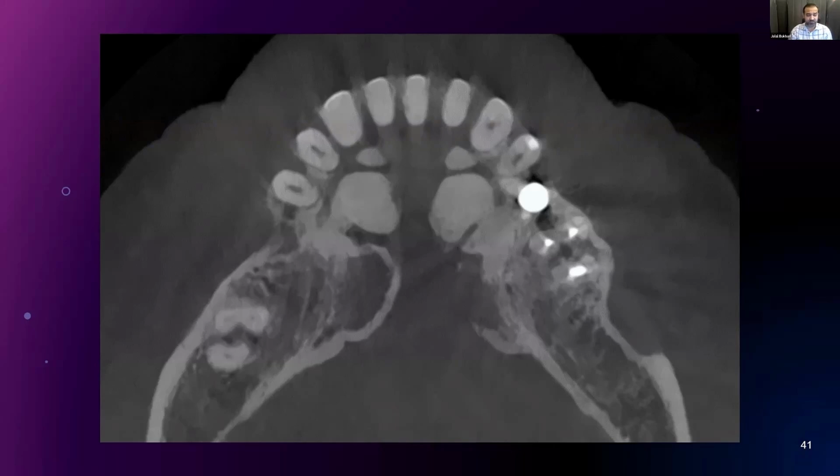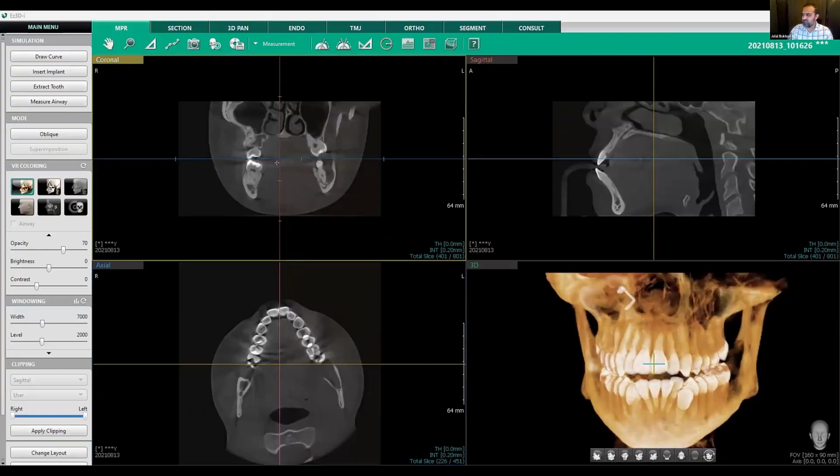Now, I'm also going to take you through a couple of cases on CBCT software to show some more pathologies, their specific analysis, as well as the effects on surrounding structures. Well, we're going to go through a case on the CBCT scan.